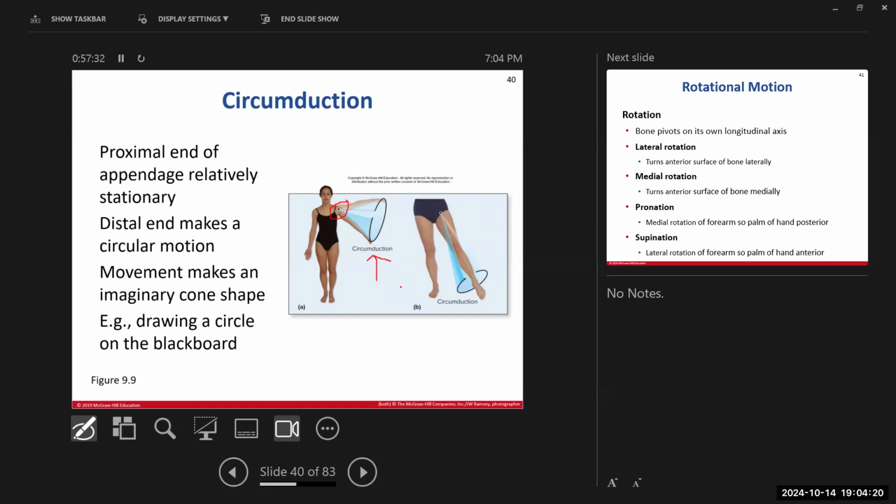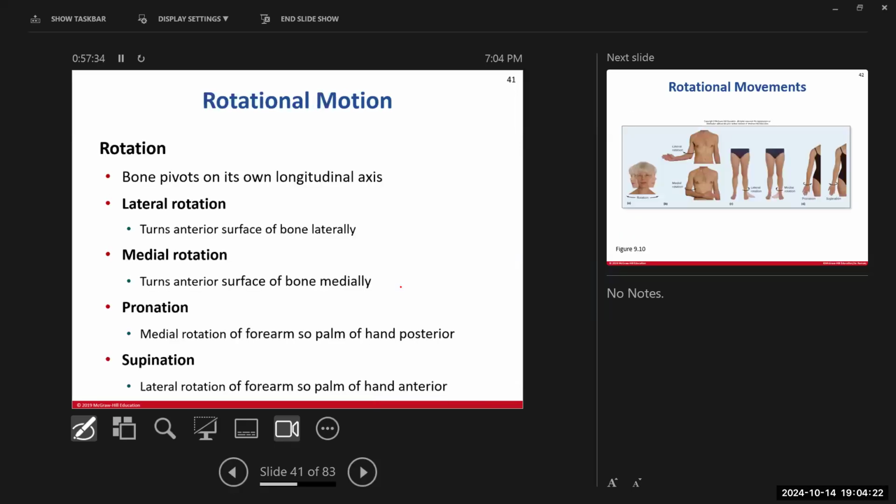The next type of motion is called rotational motion. With rotational motion, we're going to talk about a couple different movement types. Here we're going to be rotating the bone along what we call its own longitudinal axis. So you'll see four terms up there. I briefly talked about pronation and supination, but you have lateral rotation, medial rotation, pronation, and supination.